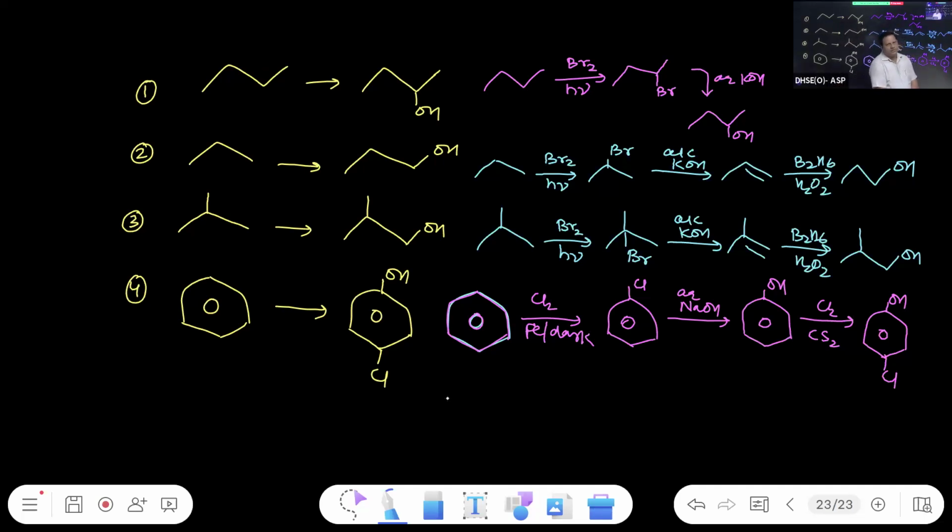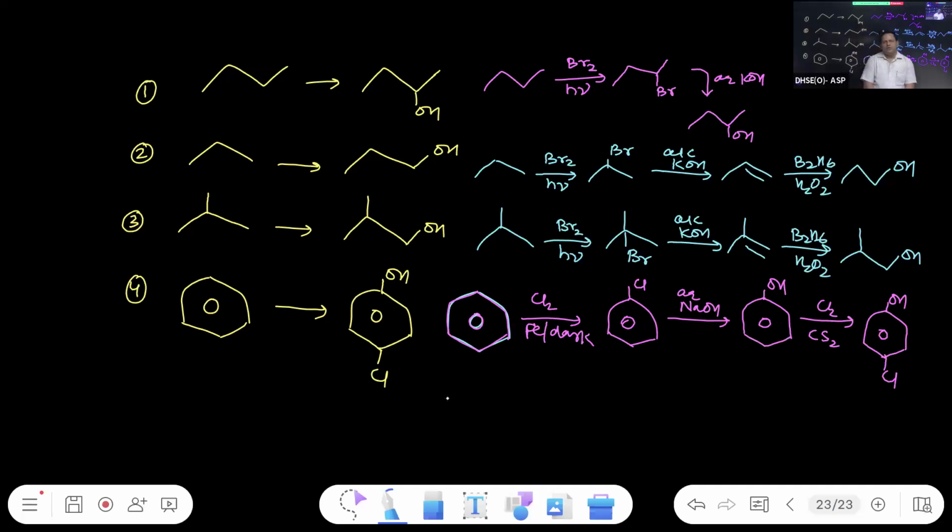Then what is the difference between direct hydration and oxymercuration demercuration? In direct hydration, it goes through the formation of a carbocation intermediate. If a carbocation is formed in any reaction as the intermediate, then it may undergo rearrangement before giving the product. So sometimes it is not the suitable method.